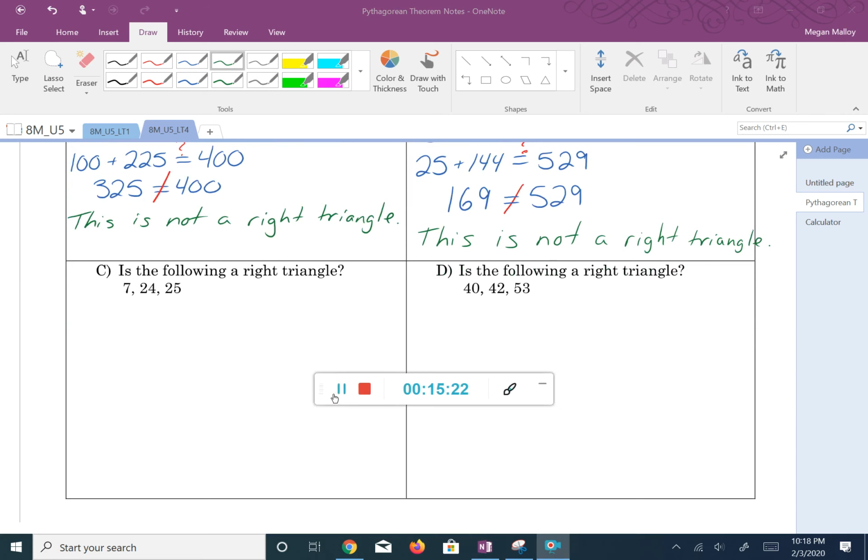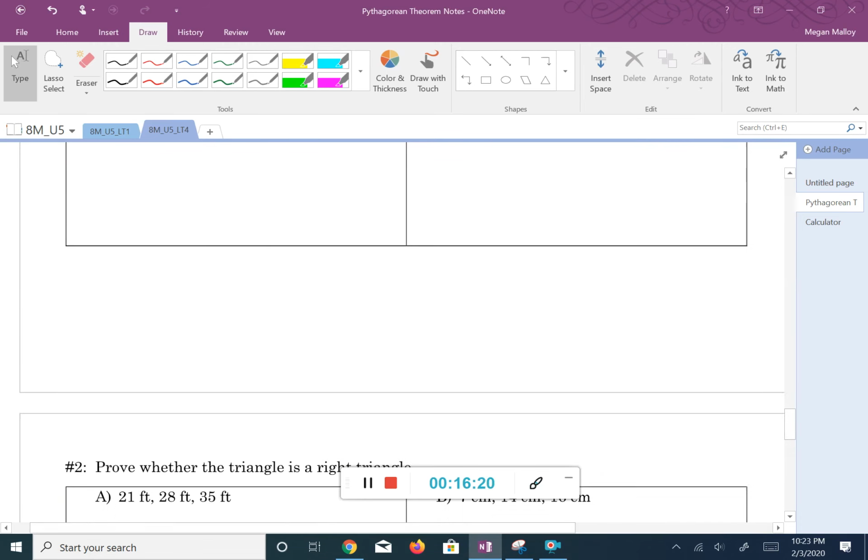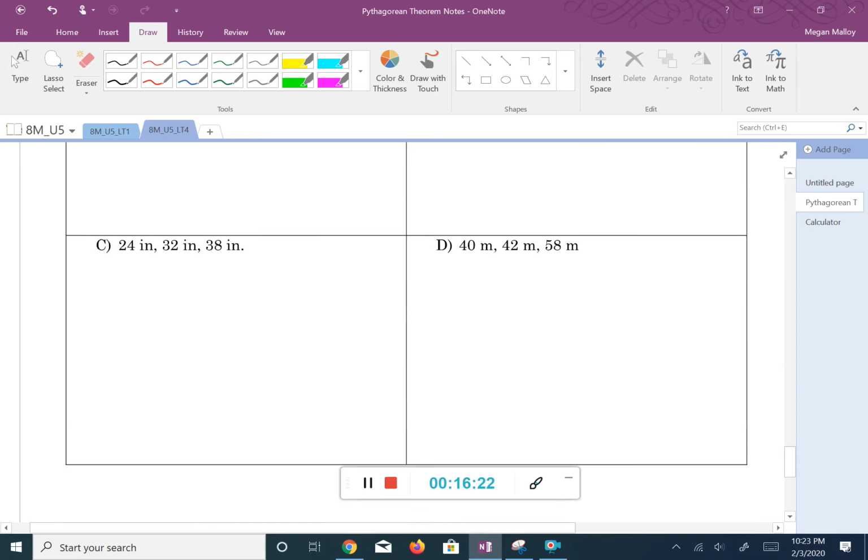So if you have any questions, write them down, but you can begin to work on your practice. Make sure that all of your work is shown.